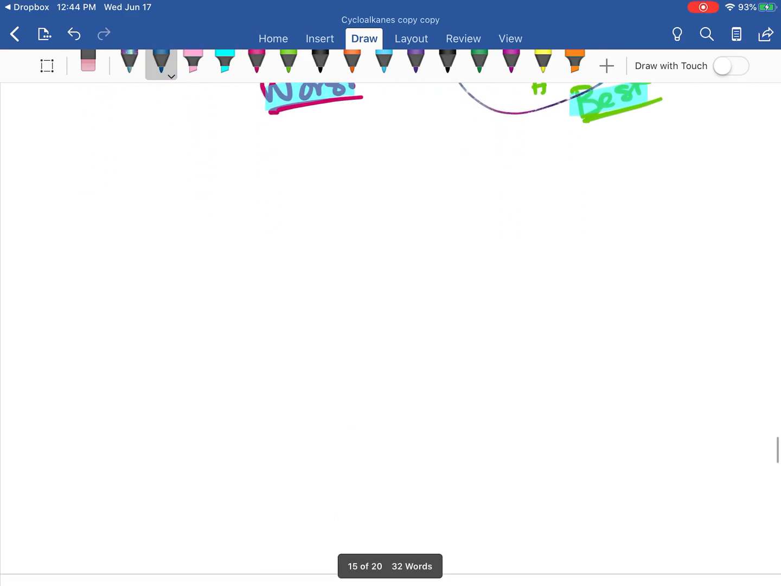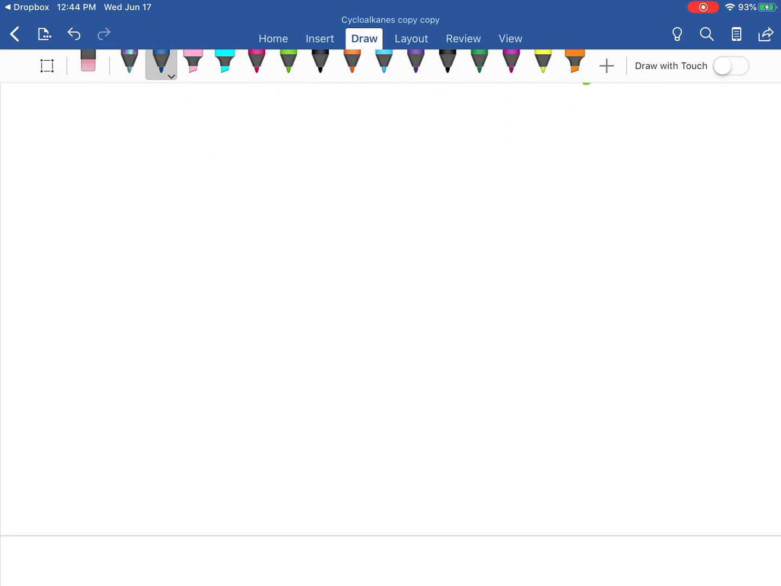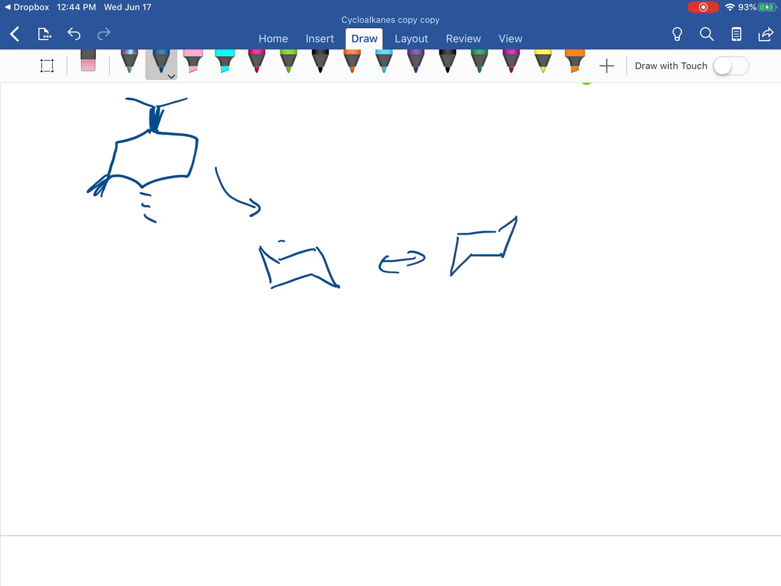So let me just start making up a few things. Let's just put a bunch of stuff on a cyclohexane and let's see if we can draw it. Let's take this one. Let's see if we can take that and convert it to a chair. And then we'll do a chair flip. And then we'll go back and make sure they look the same. All right, I'm going to number again.